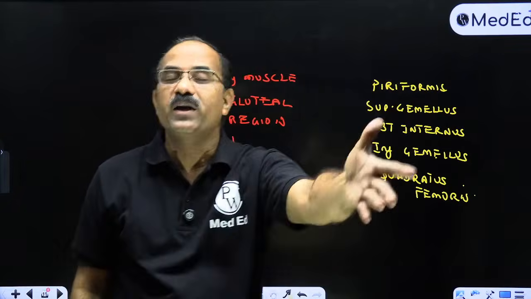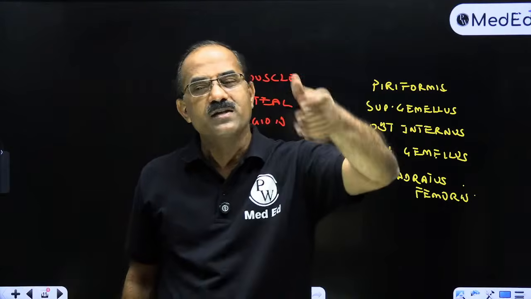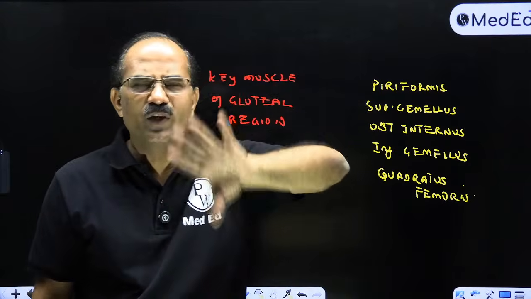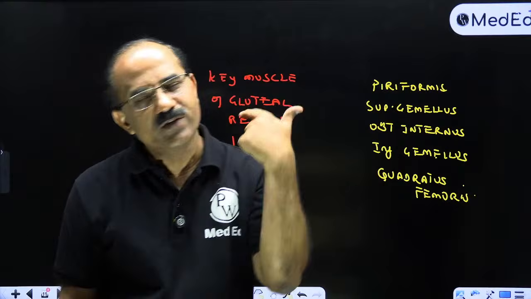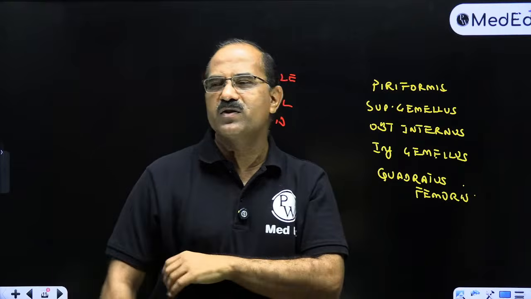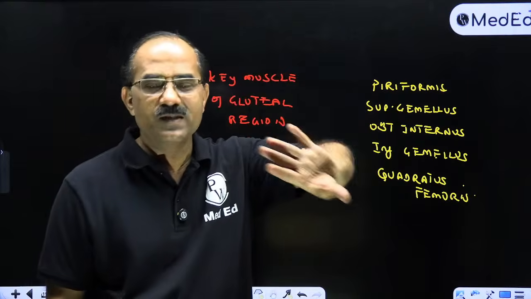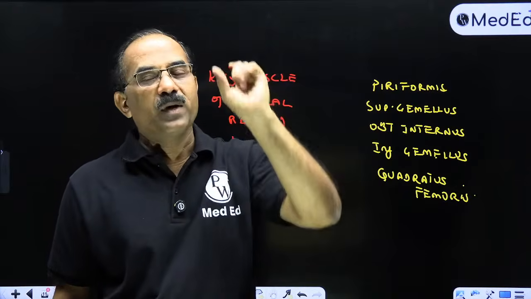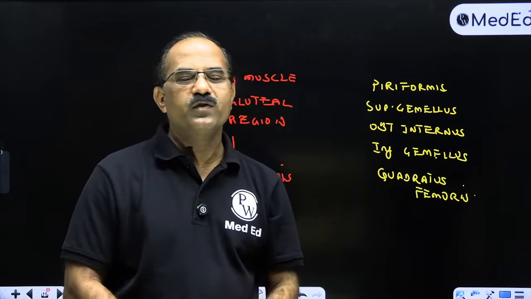Above the piriformis are the superior gluteal nerve and vessels. Below the piriformis are the inferior gluteal nerves and vessels, the sciatic nerve, the nerve to quadratus femoris, the pudendal structures, everything. That is why the piriformis is known as the key muscle of the gluteal region.